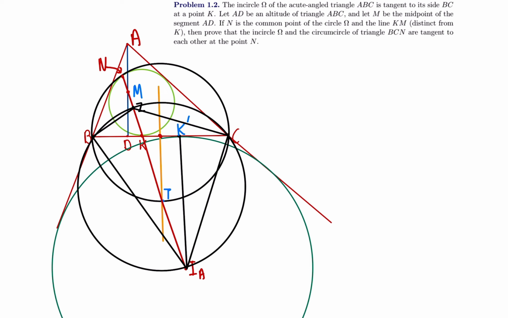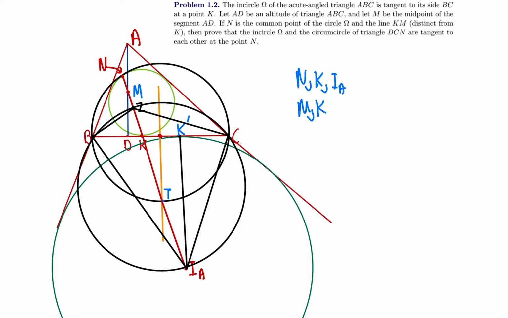So you might notice that we've defined a lot of extra points, but we'll go through those definitions one by one, starting with T and I_A. I_A is a pretty common definition: it is the excenter. Also, it's well known that N, K, and I_A are collinear.